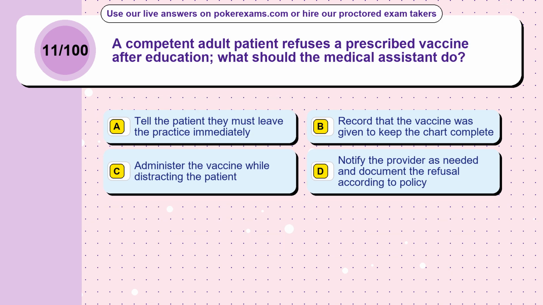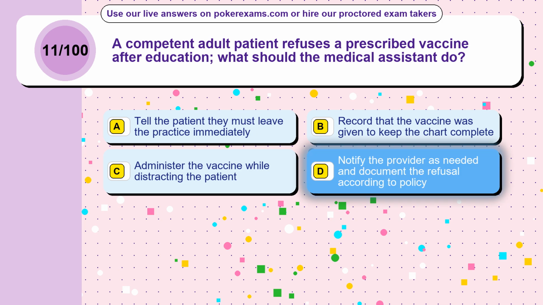Question 11. A competent adult patient refuses a prescribed vaccine after education. What should the medical assistant do? Option A. Tell the patient they must leave the practice immediately. Option B. Record that the vaccine was given to keep the chart complete. Option C. Administer the vaccine while distracting the patient. Option D. Notify the provider as needed and document the refusal according to policy.